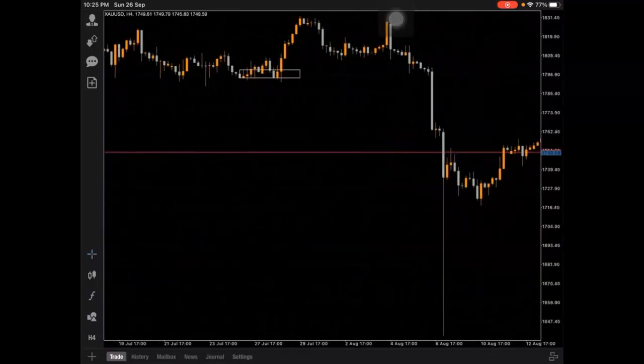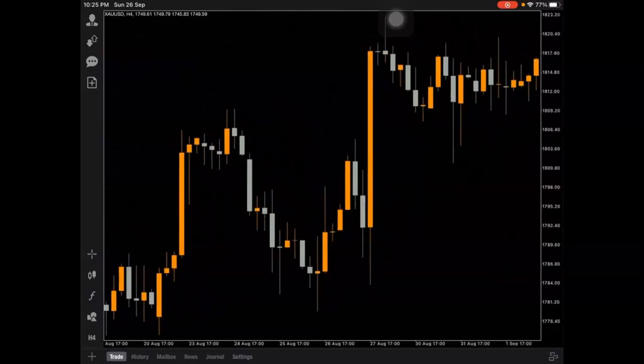Alright, so this is the basic of engulfing. So that's all. Thank you.